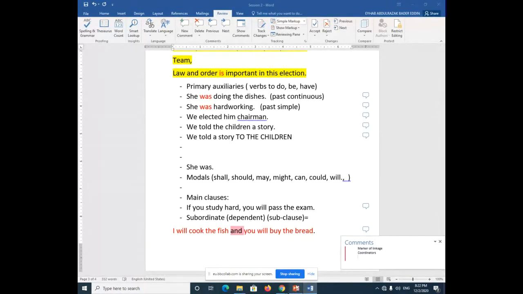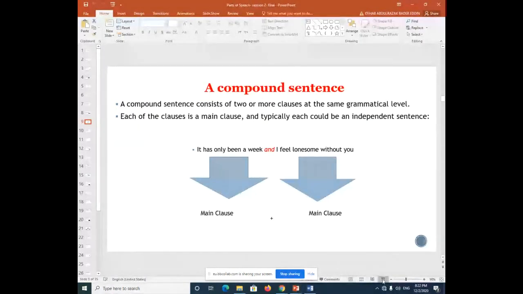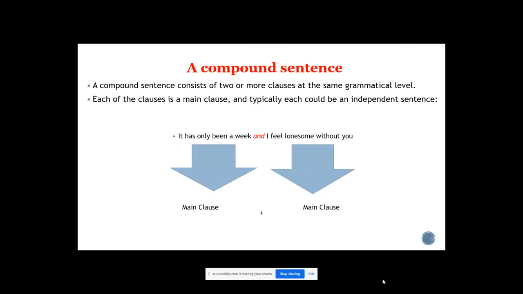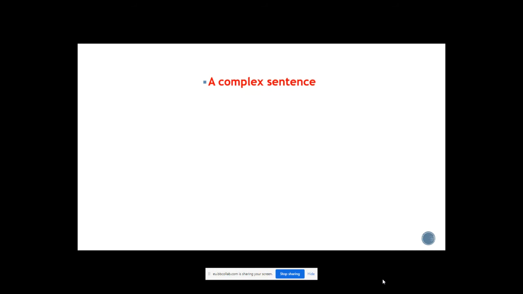Right. Okay, so if we continue, let's look at this sentence, for example. It has only been a week and I feel lonesome without you. So the first one is a main clause and we have another main clause. Both are joined together by what we call a coordinating conjunction. Of course, we can have but and we can have also or as coordinating conjunctions. Clear?